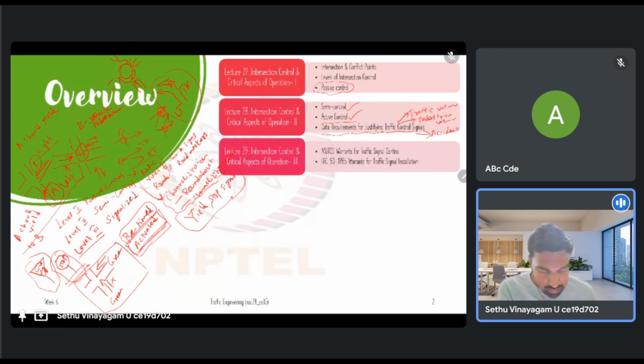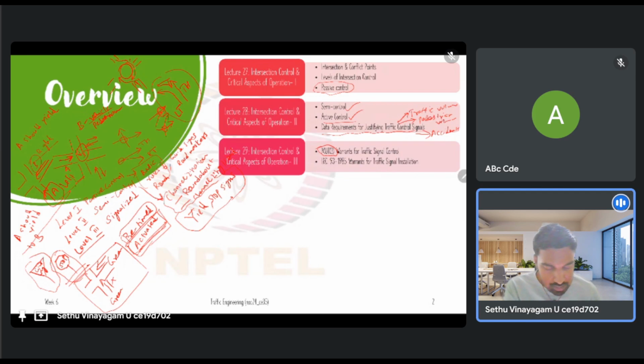Then in the third lecture, we were looking at two different code books, which talk about whether traffic signals should be provided or not. The first one is the MUTCD, the Manual on Uniform Traffic Control Devices. This is from the US. It talks about signals and also other traffic control devices, like signs and markers. It talks about all of this.